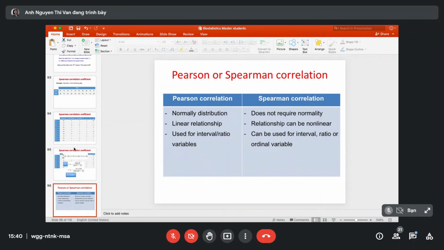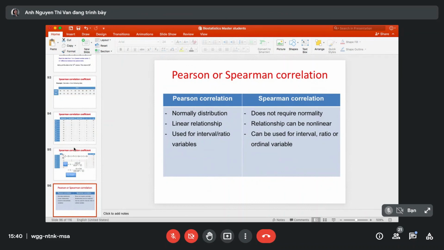If you prefer to use Spearman correlation, you don't need to check the normality. It does not require the normality of the data.